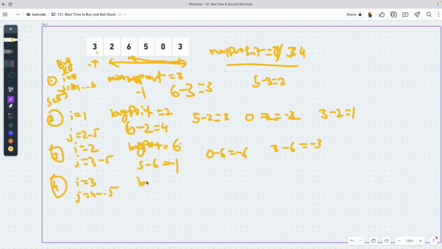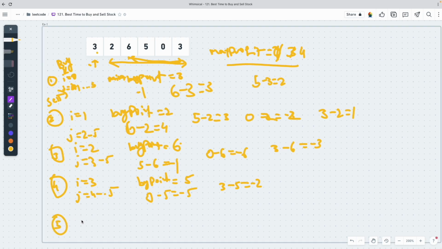In the next iteration, i is at 3 and j goes from 4 to 5. Our buy point here is 5, so we are buying the stock at 5. Now if we are selling at 0, it's negative. If we are selling at 3, it's still negative. Our current max profit is 4, so no change.